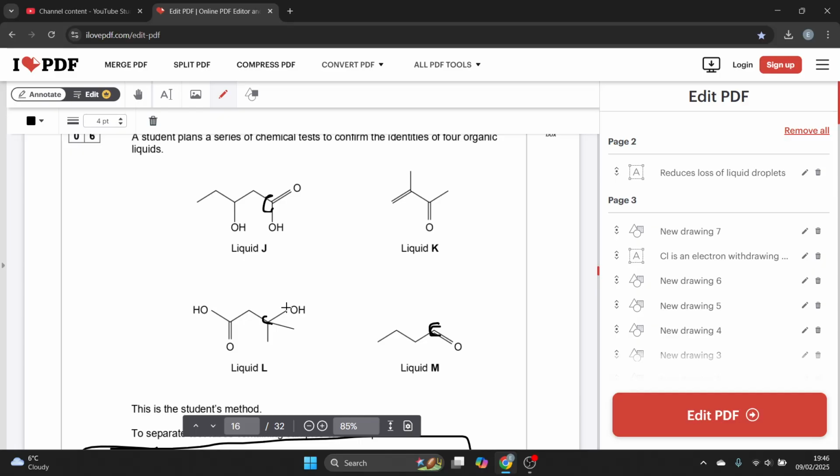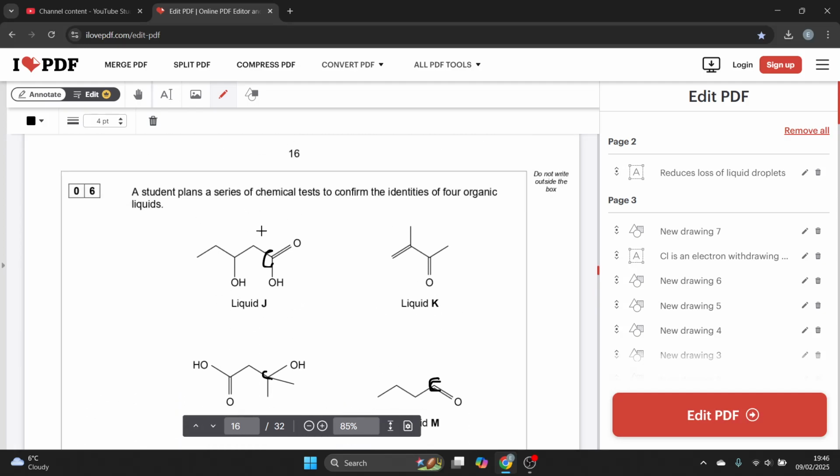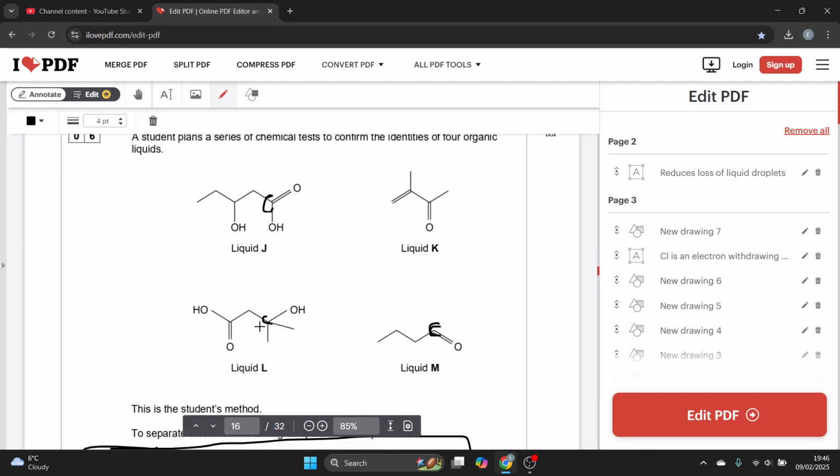Well, it's definitely not going to be J or L since both of those are carboxylic acids. And then left with K and M. Well, the thing about K is obviously it's a ketone, whereas with M, yeah, it can test for M. No, sorry, it can't be J or L, so I'm left with K and M.